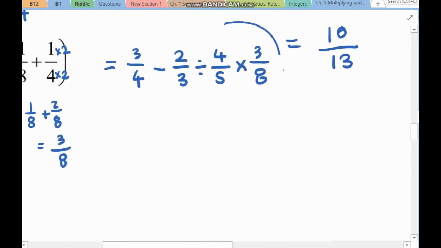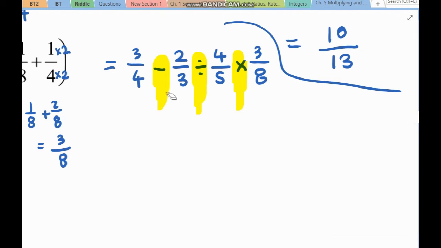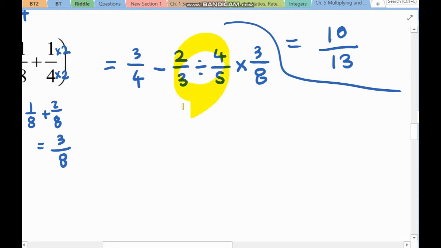After rewriting, we're going to look at the operation. Minus, division, and multiplication. So which one do we do first? Division or multiplication? As I said, they're in the same rank. Division and multiplication are in the same rank. We do whatever comes first. So we're going to do the division first. Okay, let's do division.